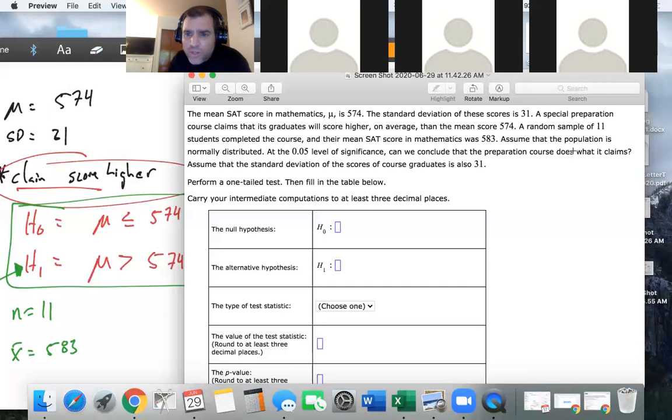Okay, so assume that the population is normally distributed, and we're testing at a significance level of 0.05. And that's kind of industry standard. This 0.05 means that they're taking a 5% risk that they're going to be wrong. Or if you're thinking about this in terms of type 1 errors, you have a 5% chance of committing a type 1 error. Okay.